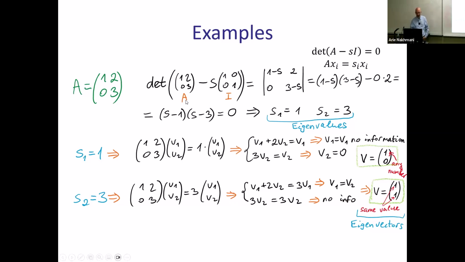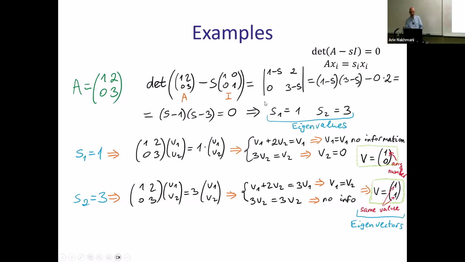So we have the determinant of A minus sI. A is that matrix, minus s times the identity matrix. When you multiply a scalar by a matrix, you get s here and s here. So you will get 1 minus s times 1, so it's 1 minus s. 0 minus s times 0, so it's 0. 2 minus s times 0, so it's 2. 3 minus s times 1, so it's 3 minus s. It's element by element, practically, right?